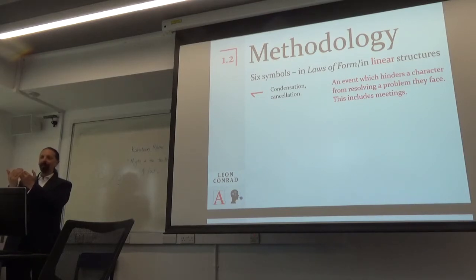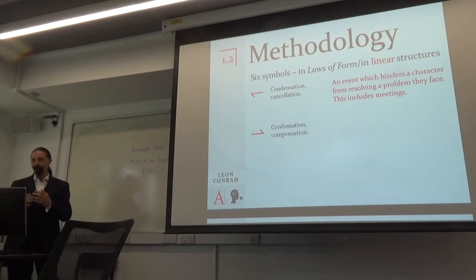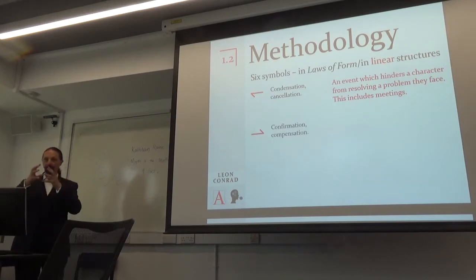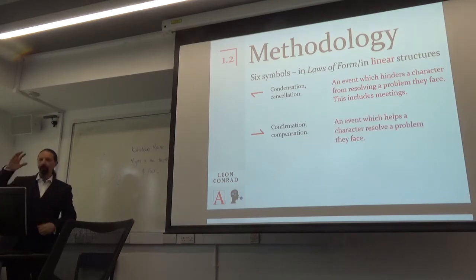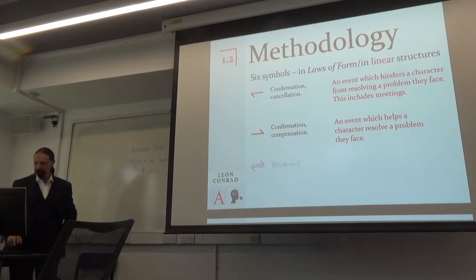That I interpret as a backwards step. It's like meeting a snake in a game of snakes and ladders. But then you have the ladders. In Spencer Brown's work, that's confirmation, expansion. And I use the forward barb to symbolize a step which helps a character resolve a problem they face. It doesn't necessarily mean the final solution, it could mean they're on the way to solving it.